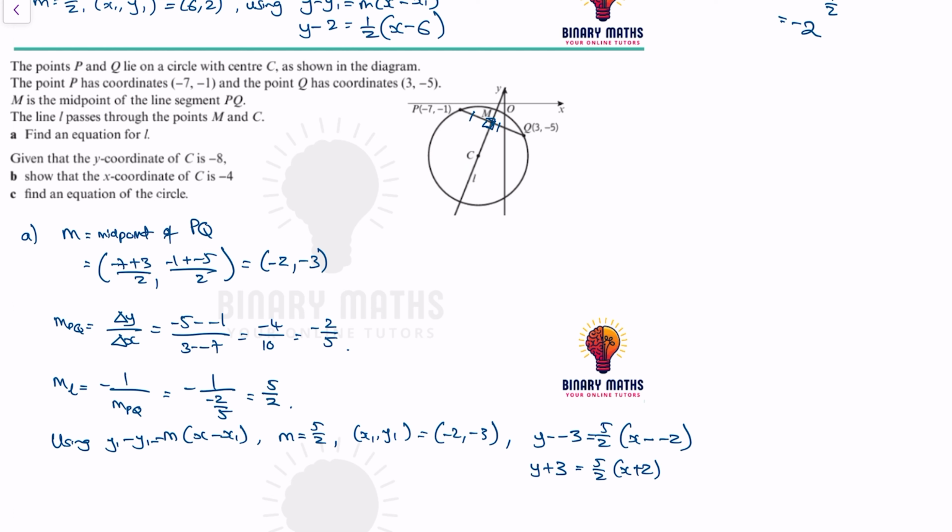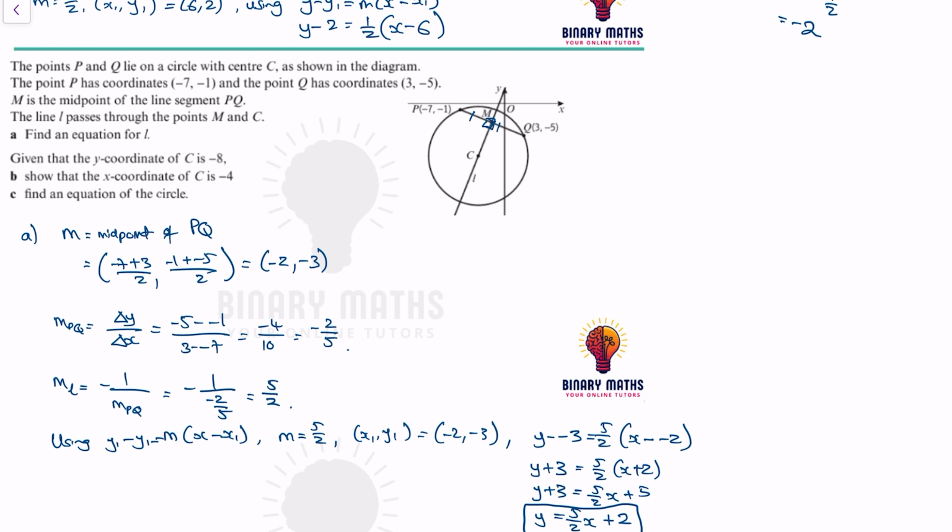And if I expand that out, I get y plus 3 is equal to 5 over 2x plus 5, which means y is equal to 5 over 2x plus 2. So that is my equation of L.